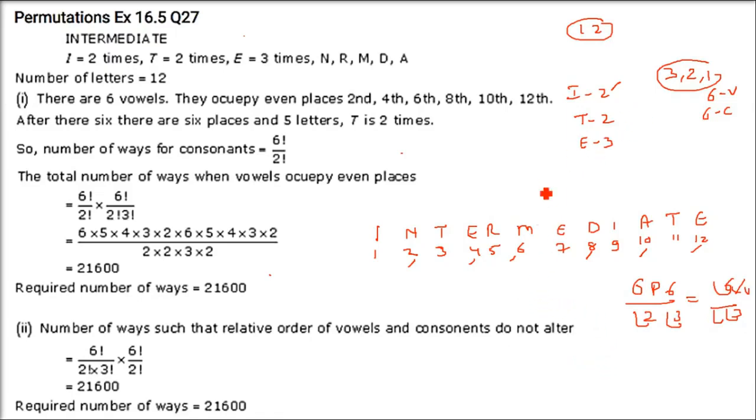Now coming to consonants. How many consonants are there? 6 consonants, and 6 positions are left. So factorial 6, 6P6. There is a repetition in consonants also, T, so you have to divide by factorial 2. Now you multiply these two: factorial 6 by factorial 2 factorial 3, and factorial 6 by factorial 2. You get the value 21600. Now coming to the second part. The relative order of vowels and consonants does not alter.